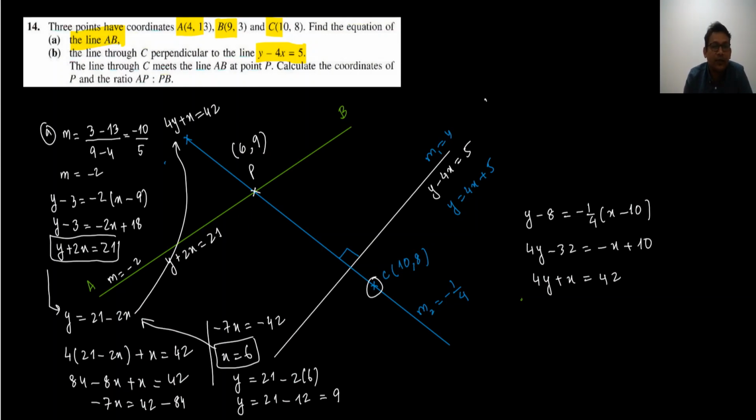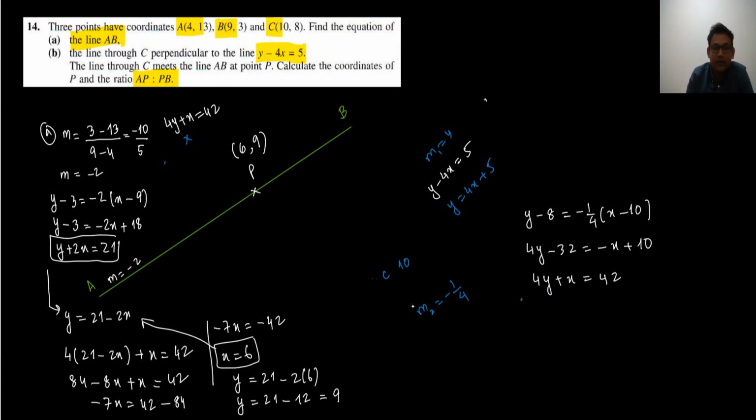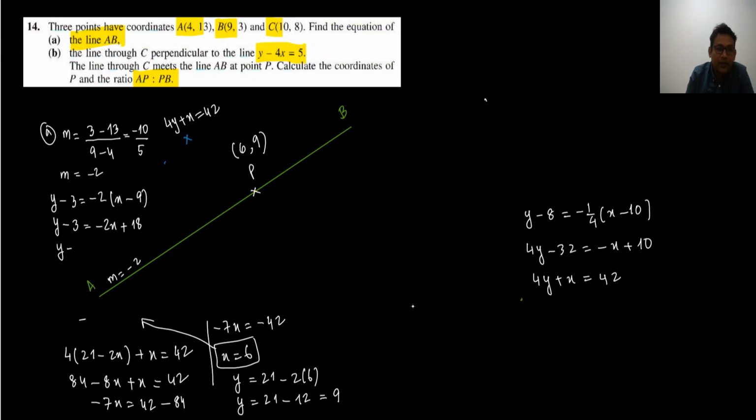Okay, what's the ratio method? For the ratio method we need AP and PB. AP and PB. A, where is A? Okay, we need this target now. We don't need these lines. We don't need anything now. We need only these coordinates. Our target is only these coordinates.